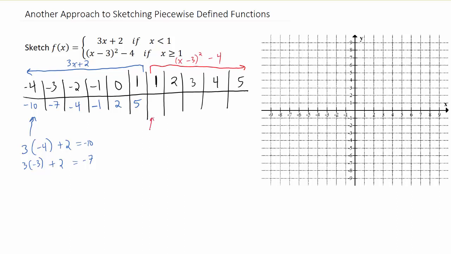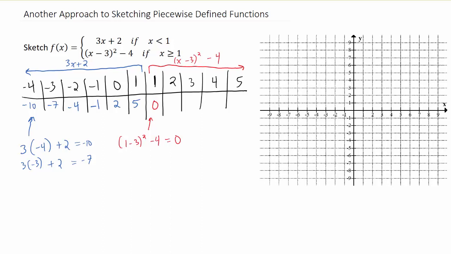So when x is 1, here I would have (1 minus 3) squared minus 4. That's (-2) squared, that's 4, minus 4 is 0. If x is 2, we would have (2 minus 3) squared minus 4. 2 minus 3 is -1. -1 squared is 1. 1 minus 4 is -3.